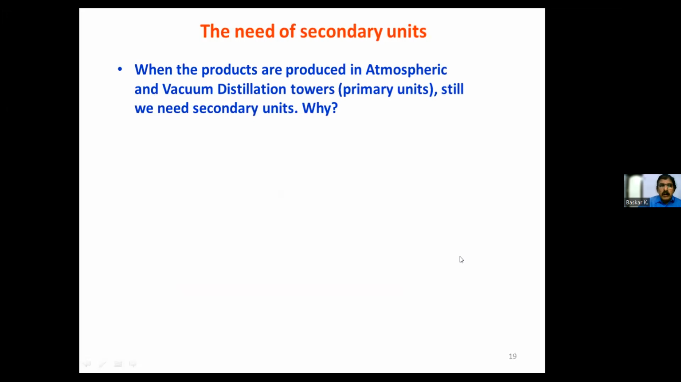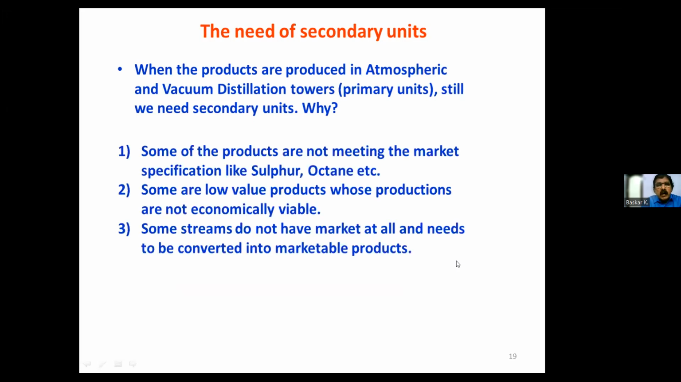When the products are produced in atmospheric or vacuum distillation towers, which is called the primary unit, we still need secondary units. Why? Because some of the products are not meeting the specifications like sulfur, octane number, etc., which we'll be dealing with in a few minutes. And some are low value products, where production is not valuable, like naphtha. The production of naphtha in the Indian scenario and the demand, there is a huge gap. That means the production is more than the demand. So those are not viable to produce and sell. So that is one more concern.